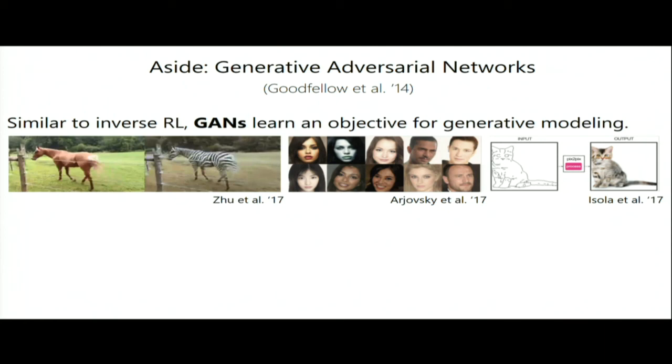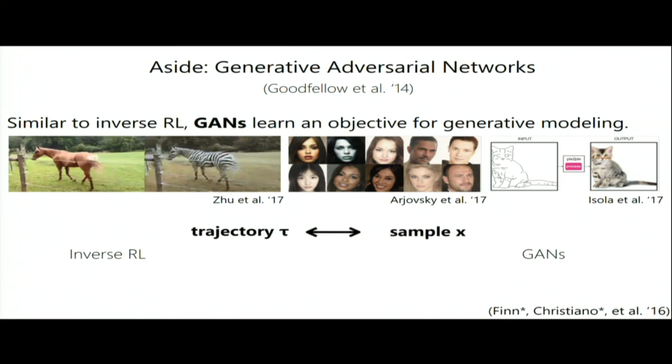So in IRL, you have this policy that's trying to optimize the reward function, and the reward function is trying to maximize the reward in the data and minimize the reward from the policy. And in fact, this connection can be made formal. So in inverse RL, you have trajectories. In generative adversarial networks, you have samples like images. So these are kind of the same thing. That's your data.